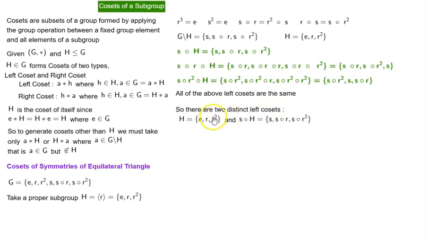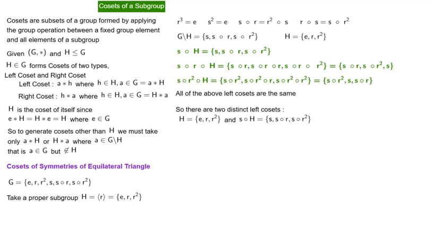The subgroup itself, E R square, and we can take just one of them and say S times H is equal to S times R square is the left coset.